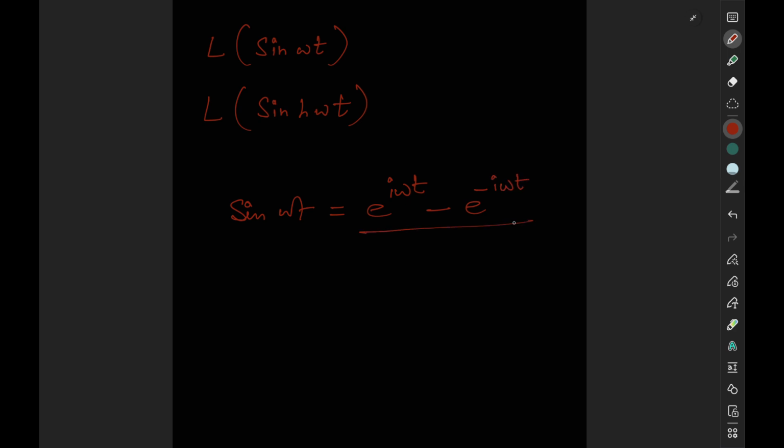Now in a similar fashion, you can find the Laplace of sin omega t and the Laplace of sin hyperbolic omega t. So you can break sin omega t as e to the power i omega t minus e to the power minus i omega t upon 2, and you can break sin hyperbolic omega t as e to the power omega t minus e to the power minus omega t upon 2.